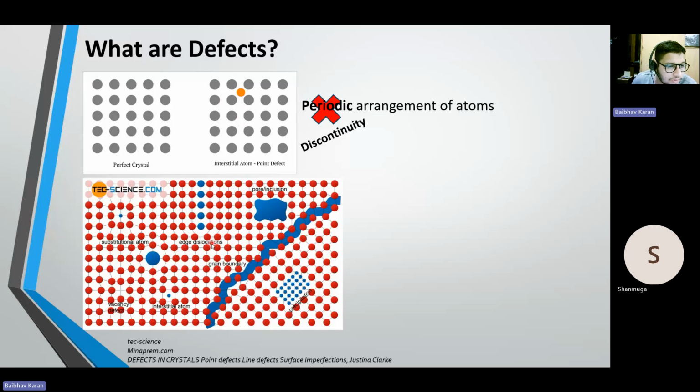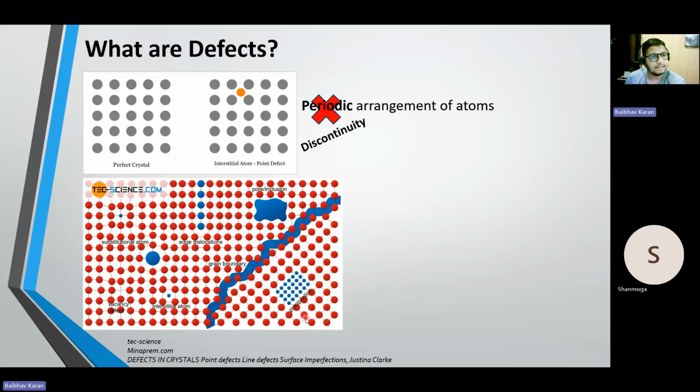Then there are dislocations and grain boundary defects. These will be discussed later in this course. Then, as you can see, the pores or inclusions present in the sample also create a type of defect in the periodic arrangement. Similarly, precipitates also create a kind of defect in the sample.